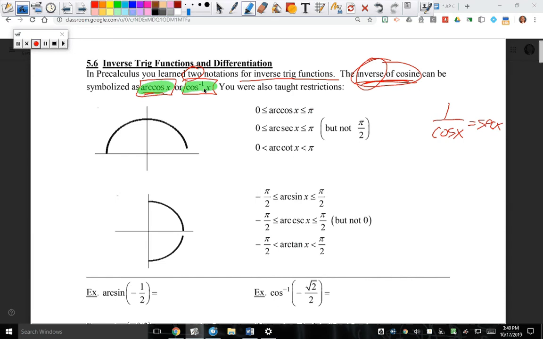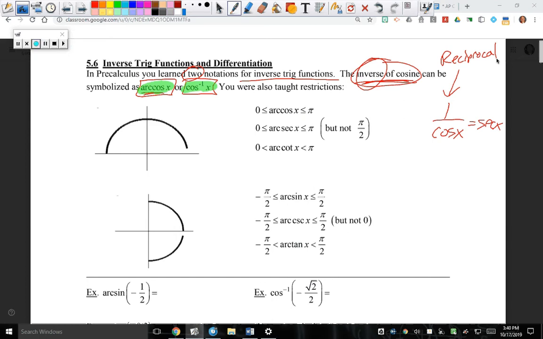You with me? So which word do we associate with that instead of inverse? Reciprocal. Know the difference, please. So the reciprocal of cosine is secant. Are we good? Okay. Here we go.